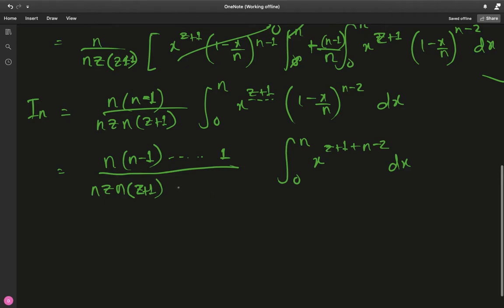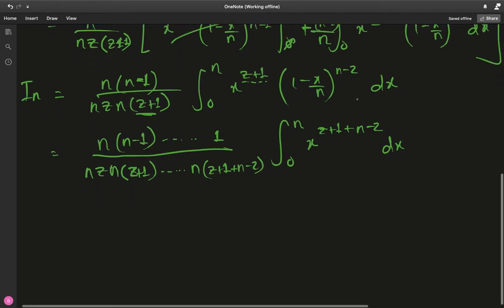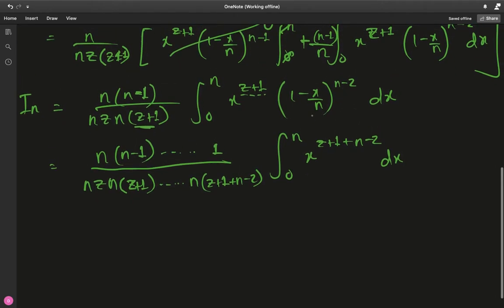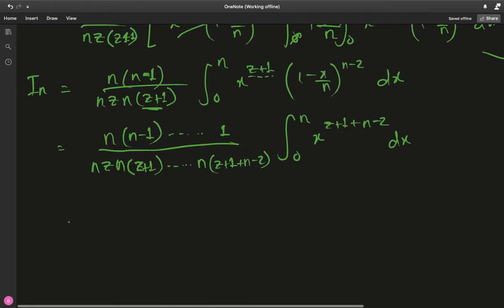So eventually this pattern of n times z times n times another linear expression in z will go on until n times this power of x, right? Because this was the power of x, z plus 1 plus n minus 2, and this reduced down to 0, because that's what the plan told us to do, and that is 1 on the reduction. So we have this developed pattern now.